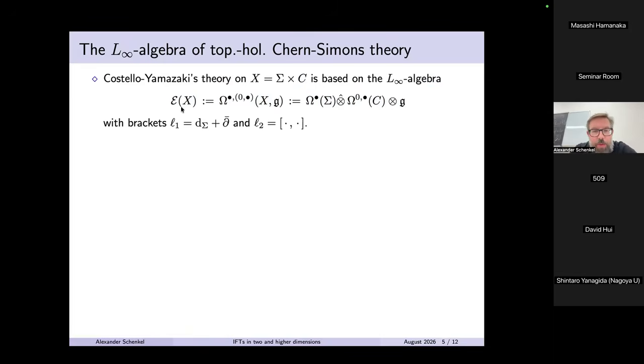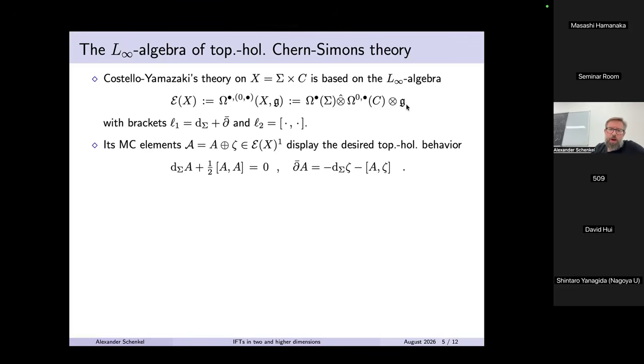So on this graded vector space, you have the brackets given by the sum of the differentials. So here you have the de Rham differential, and here the Dolbeault differential. L1 is the sum of these differentials. And the L2 bracket is just given by the Lie bracket on G. Now, this is indeed describing the features which Costello and Yamazaki wanted to describe, namely the Maurer-Cartan elements in this L-infinity algebra. They display the desired topological holomorphic behavior of this theory.